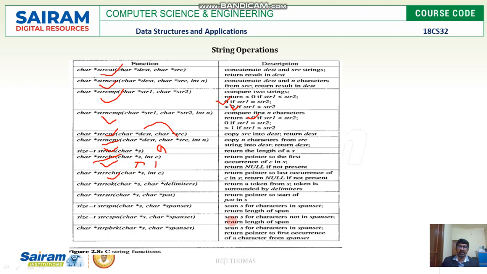Same way we have strcspn, which scans S for characters not in the span set. We know what is a span set. Same way we have strpbrk, which scans S for characters in the span set. The first one is going to scan for characters in the non-span set, and this one is going to scan for characters in the span set. So these are different functions, different operations we can perform on a string. So please remember all the functions right from strcat to strpbrk.